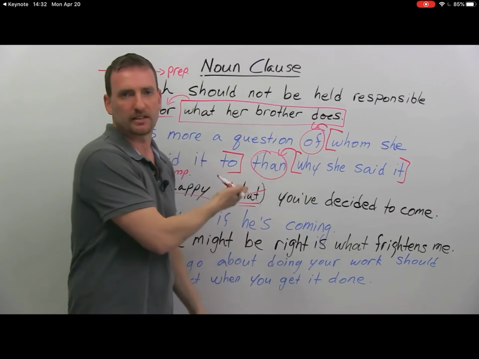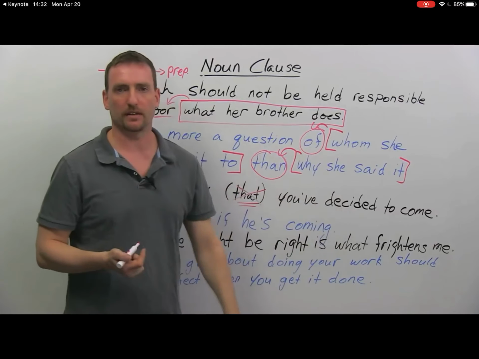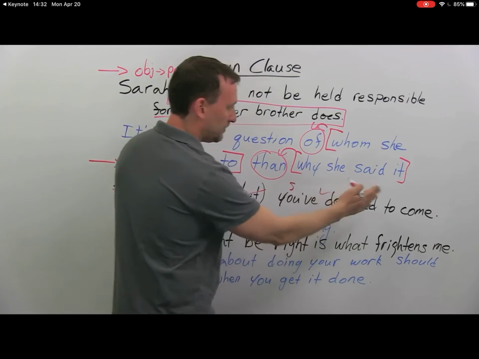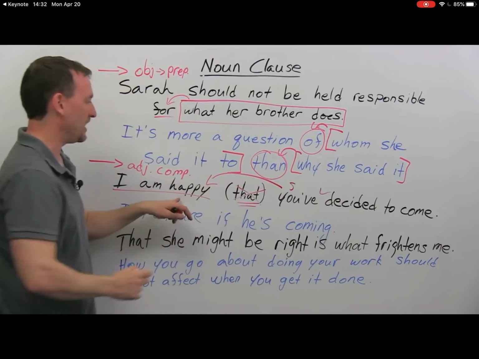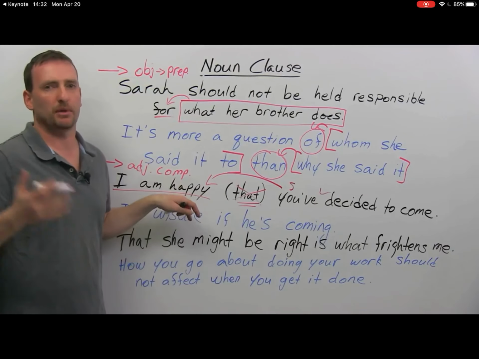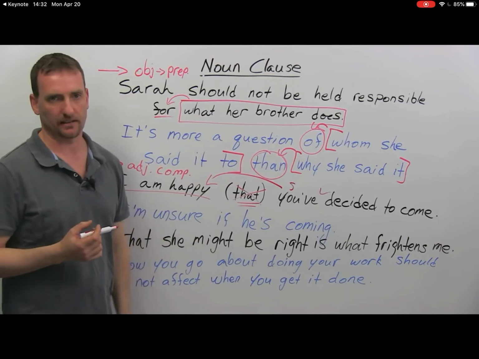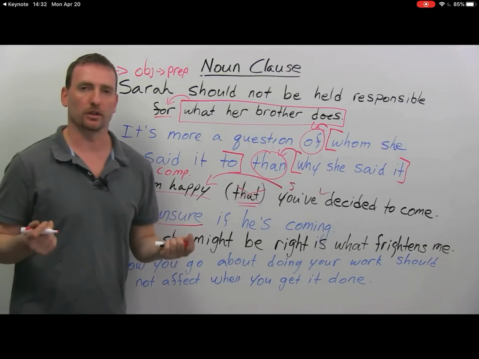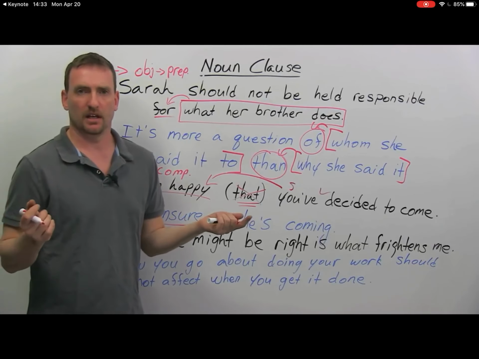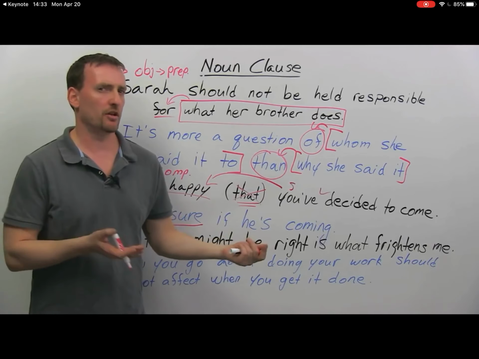Why? Because extra words, we don't need them. You understand it's there. Just concentrate on what I'm saying. So again: subject, verb, to come, object. All of this is giving me more information about the happy, why the happy: that you've decided to come. I'm unsure. I am unsure. Again, complete sentence, technically, but there's a reason you're not sure, right?